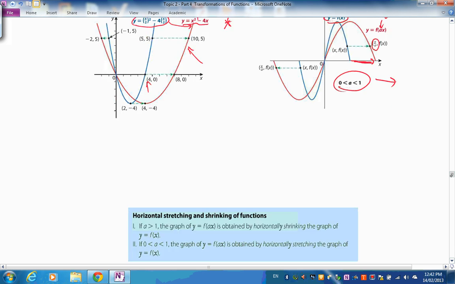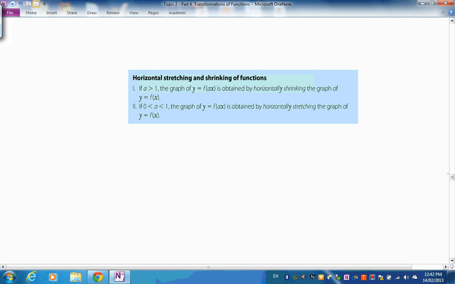Okay, so let's have a look at a summary here. Horizontal stretching and shrinking of functions. If a is bigger than 1, so that's 1.5, 2, etc., the graph of f of ax, so we're changing the x term that we put in the function by multiplying it by 2x or 3x or whatever, then that's going to move it horizontally. So we've changed the x term, so that's in the x direction, and that's going to shrink it.